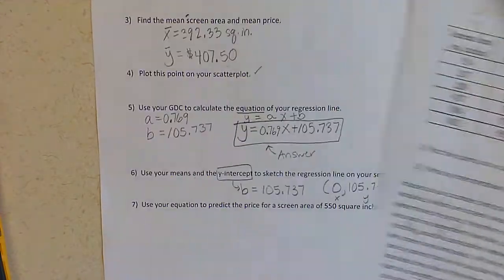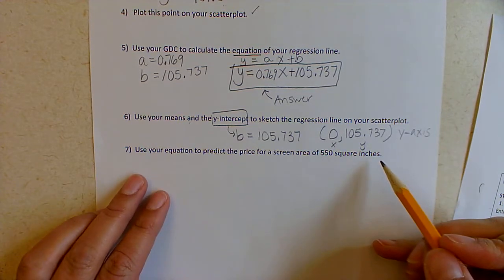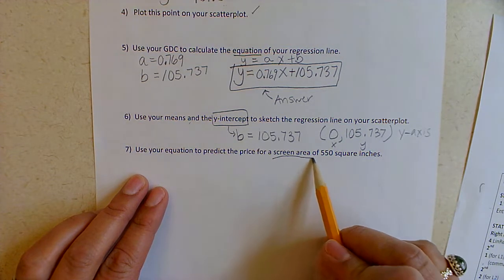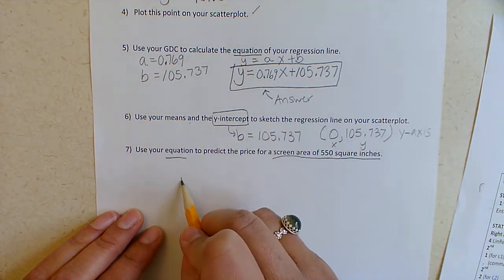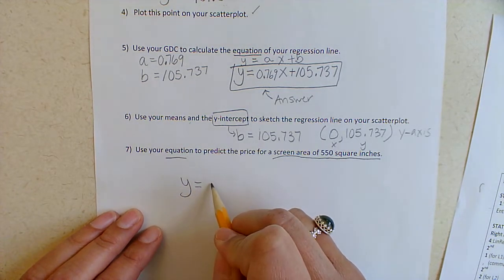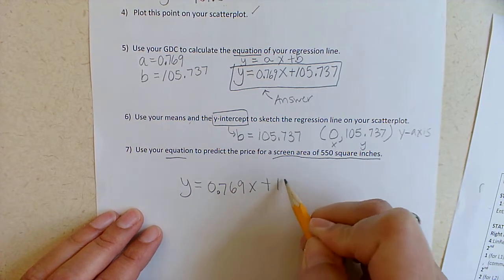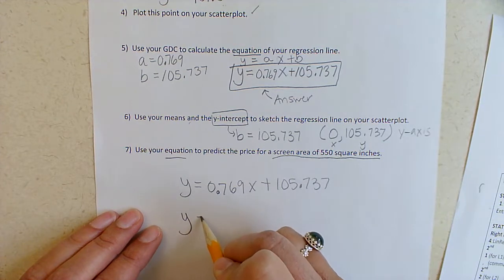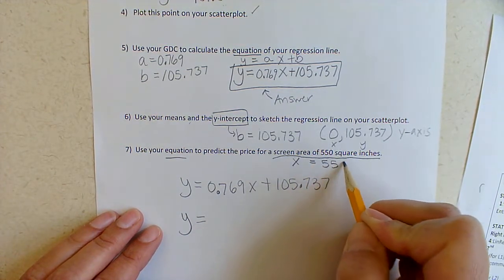Okay, let's go back to the end. We're almost there. Sorry, this video is a little bit longer, but I went over the calculator steps. Last, use your equation to predict the price for a screen area of 550 square inches. So they want us to use our equation. So what I'm going to do is I'm going to go down y equals 0.769x plus 105.737. Okay. And now what I do is this is x. They're telling me x equals 550.